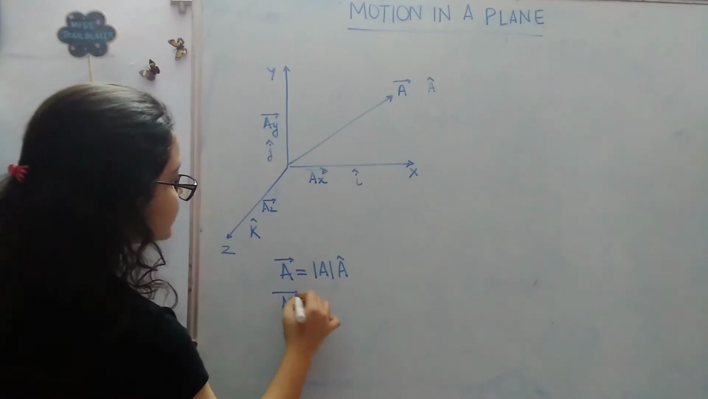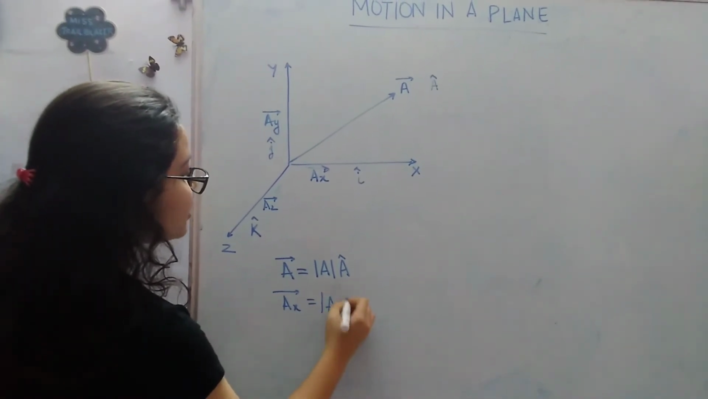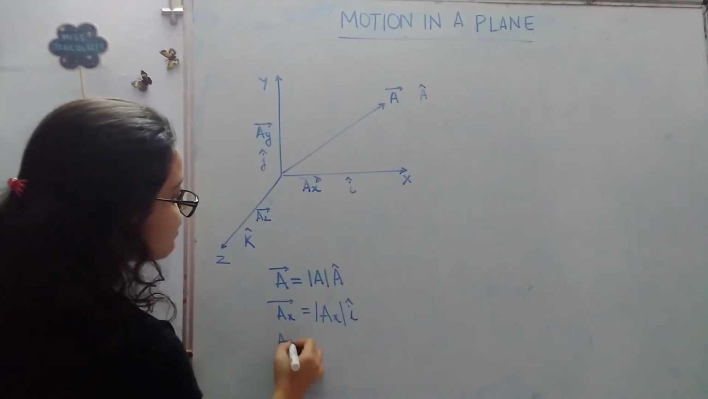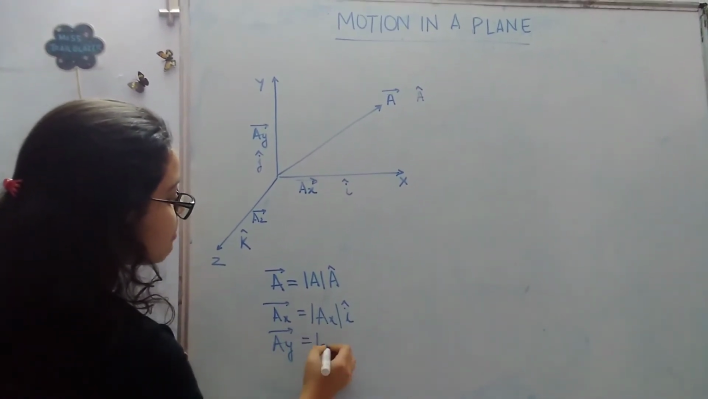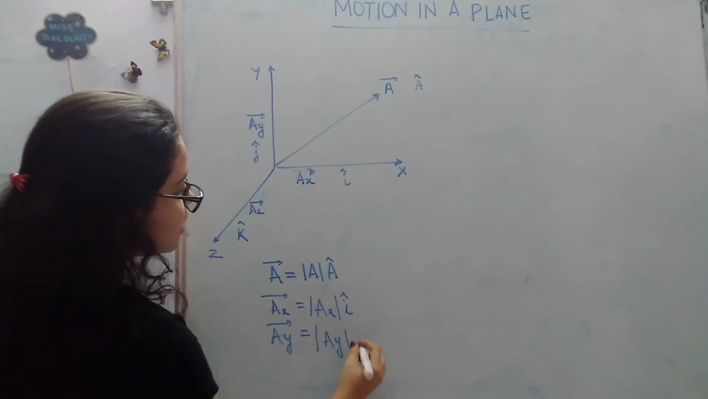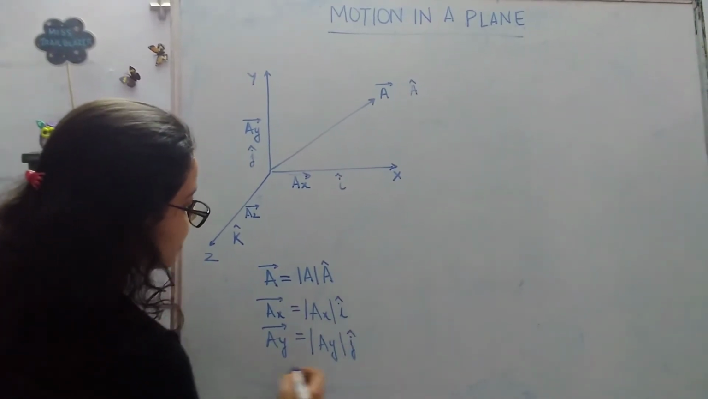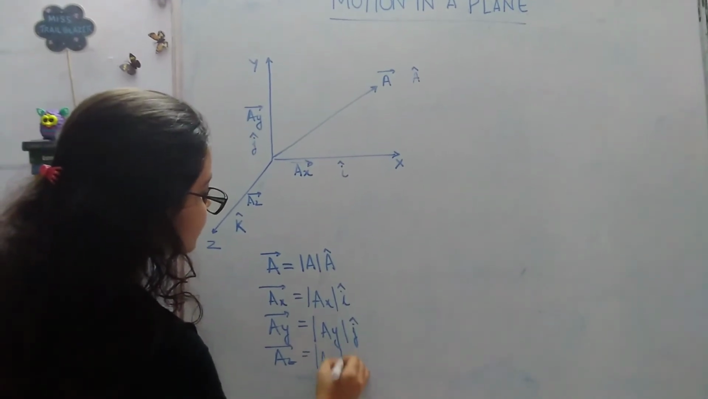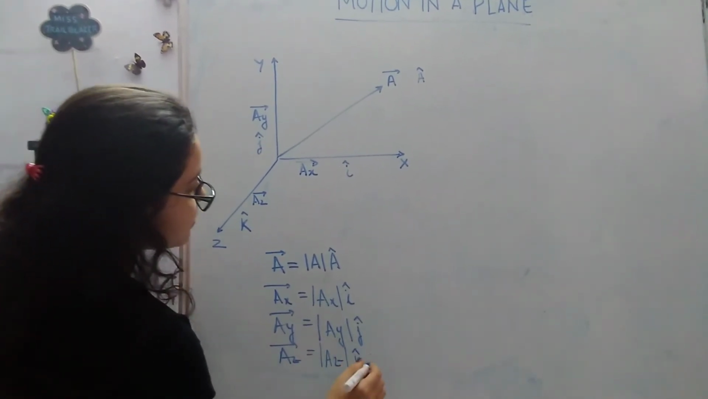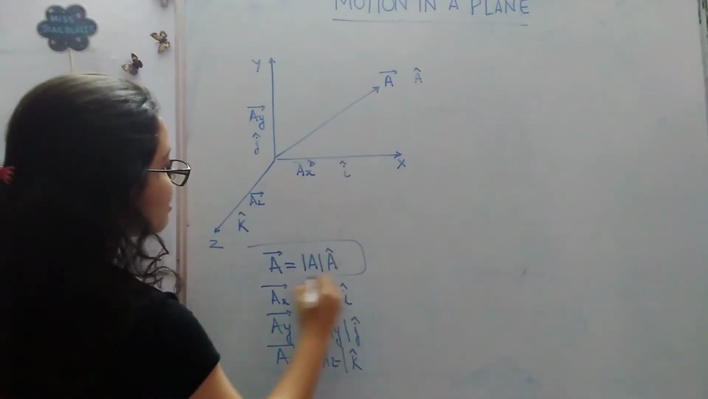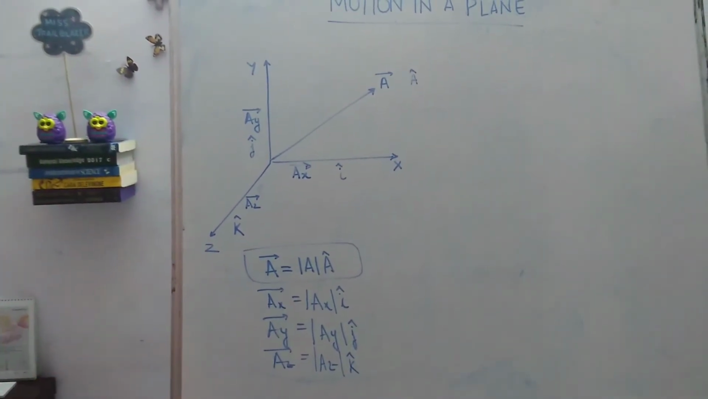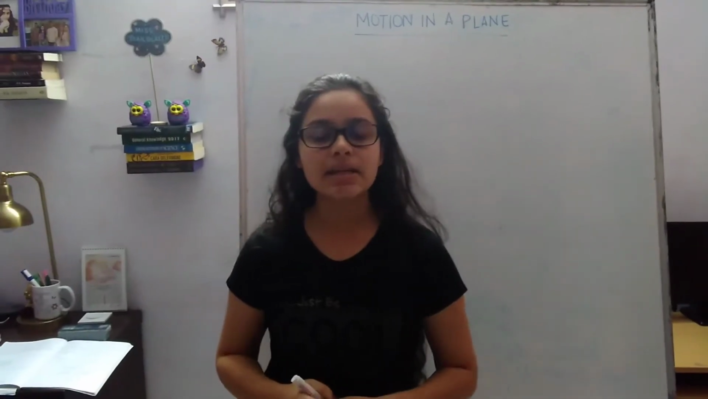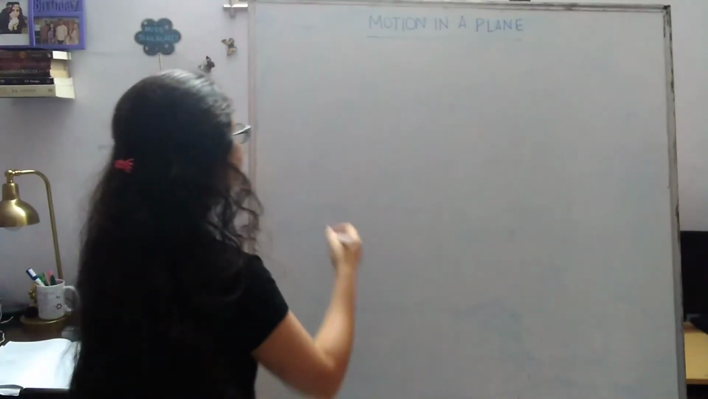Similarly, Ax vector can be written as the magnitude of this component into i cap. Ay vector can be written as the magnitude of this quantity into j cap. And Az vector will be written as the magnitude of this quantity into k cap. So if you remember this, it will be helpful in everything. It will come up in everything. So note this down. Now let us discuss in depth about unit vector.